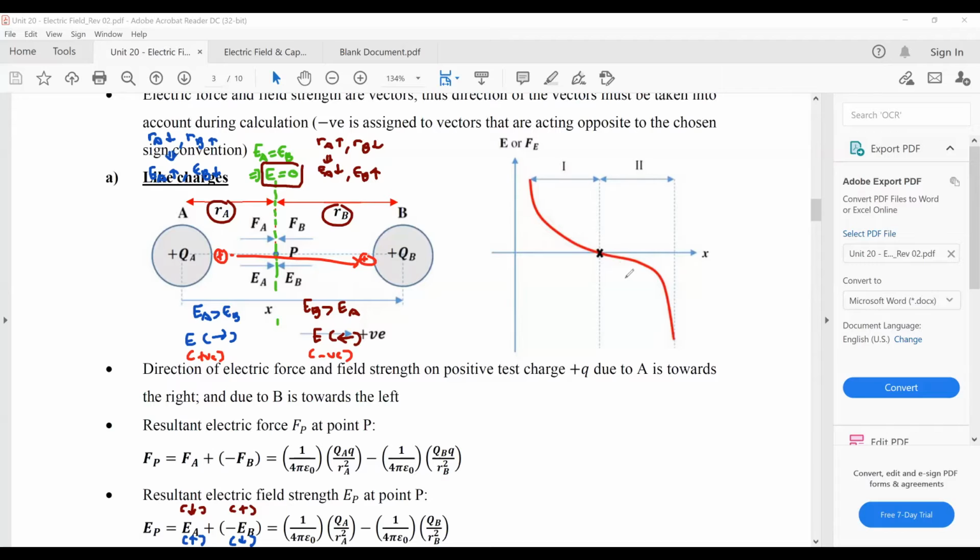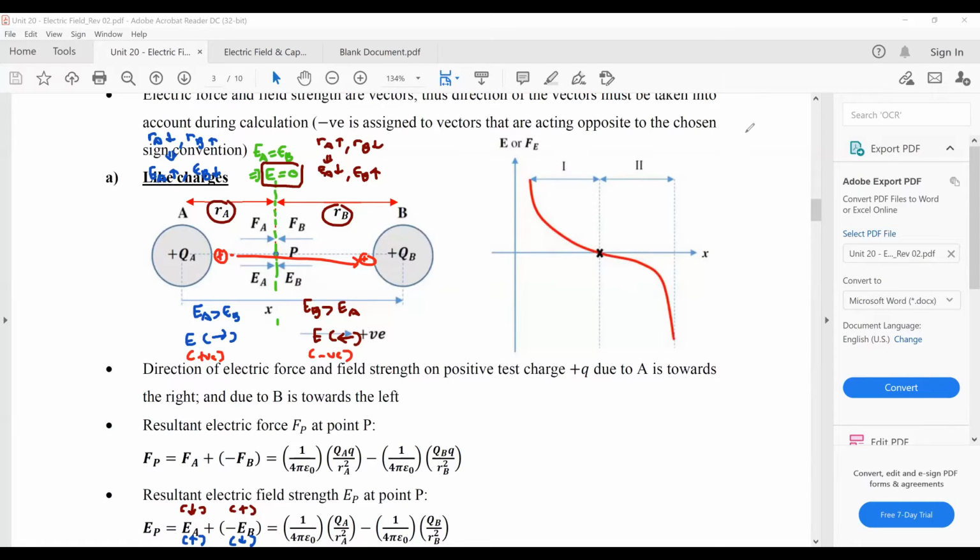The actual way to get this graph shape is by subbing in all the values of x inside r and rb here. Eventually you get this, but the easy way to look at it now is by looking at this. Okay, because there are cases where they will ask you, from the given graph, to explain whether the charges have same sign or opposite sign. So the easy thing would be to look at this one.